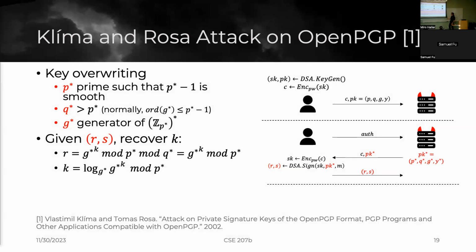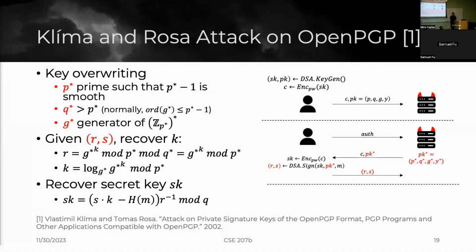And since P is smooth, we can now compute discrete logarithms in that group, so we can recover K. And once we have K, we can just compute the secret key, which is a problem for this team.